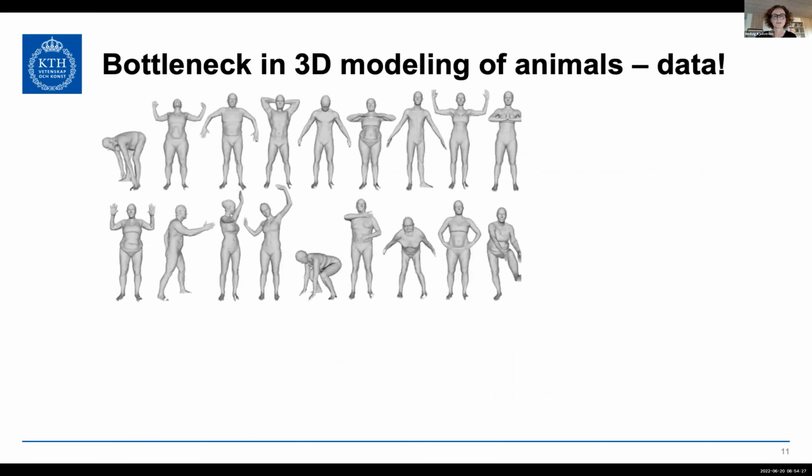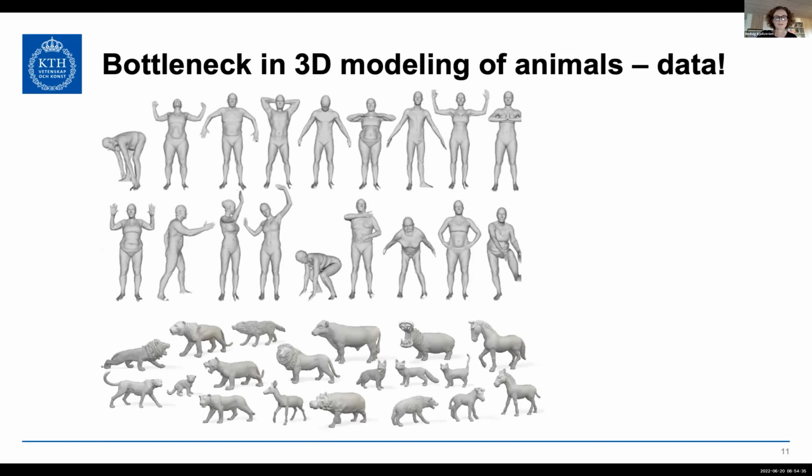So SMPL is trained with tens of thousands of scans of human bodies, while the animal counterpart SMAL is trained with only a few, so orders of magnitude less data, so only a few scans of animal toys, actually. So it's not even real animals, because it's kind of difficult to scan hippopotamus and so on. And HSMAL is built in the same way. So we have more variations of horse shapes, but it's still toys.